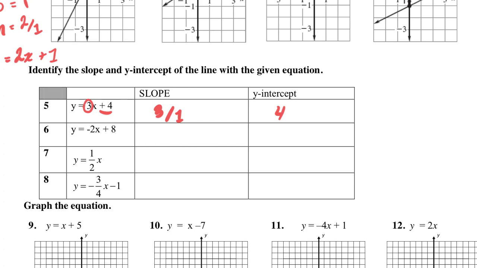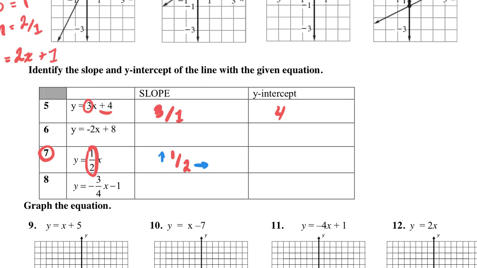Okay, so let me do a second one real quick. I want to look at number 7. Now, obviously, we're missing something here, right? What is this number? Well, that's our slope. So our slope is 1/2. So remember, on a graph, that would mean you would go up 1, then you would go over 2.